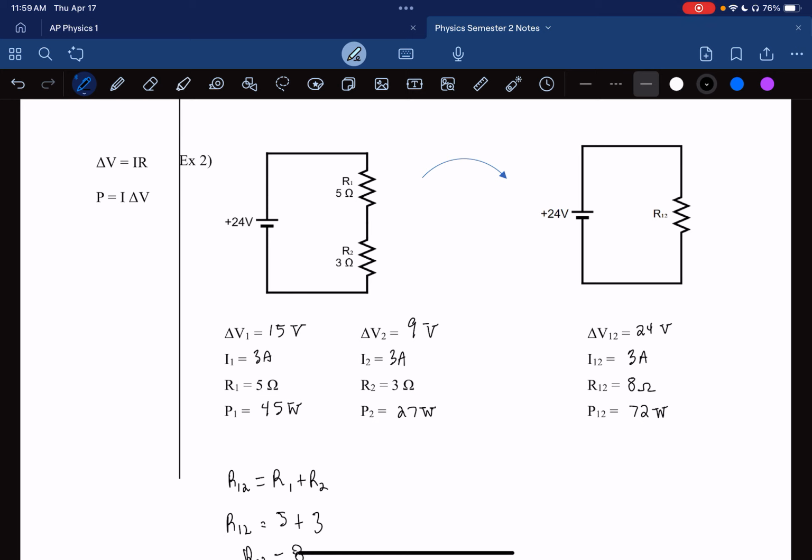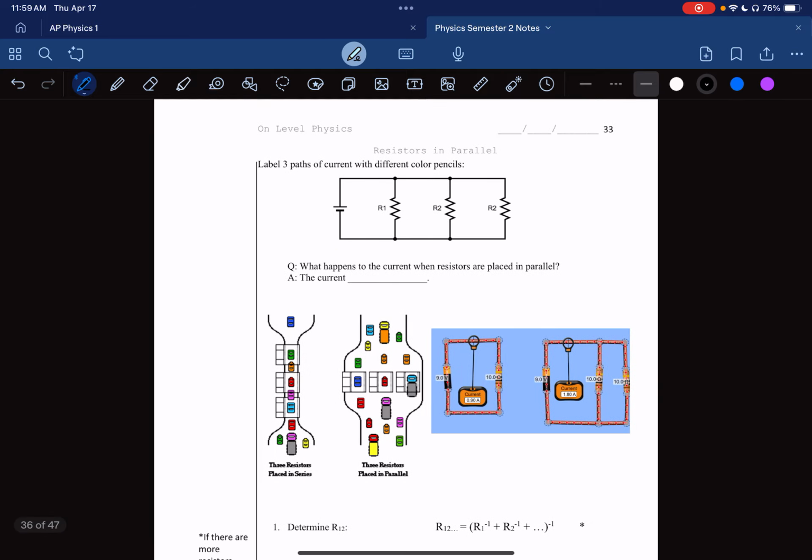Cool. So this resistor all by itself is dropping 15 volts of voltage. Resistor 2 is dropping the 9 volts. Together they add up to make 24. They both have 3 amps of current running through it. And this is how much heat or how much power is dissipated by each resistor. Cool, and I think that's actually it.